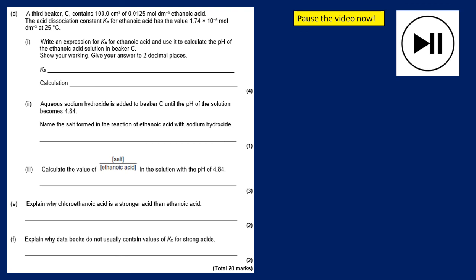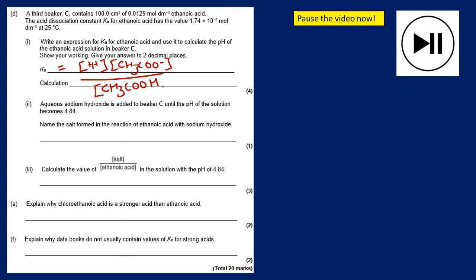Expression for Ka for ethanoic acid: the concentration of H plus multiplied by the concentration of CH3COO minus, all over the concentration of CH3COOH. Only accepted answer.